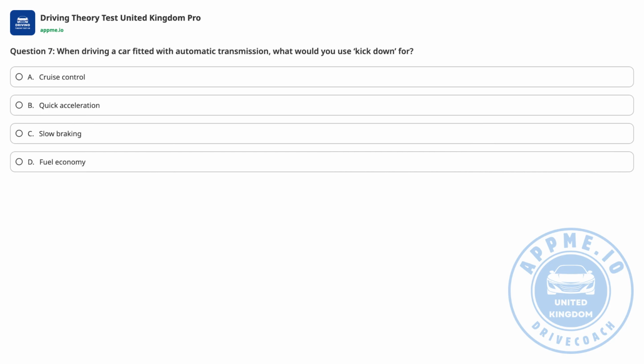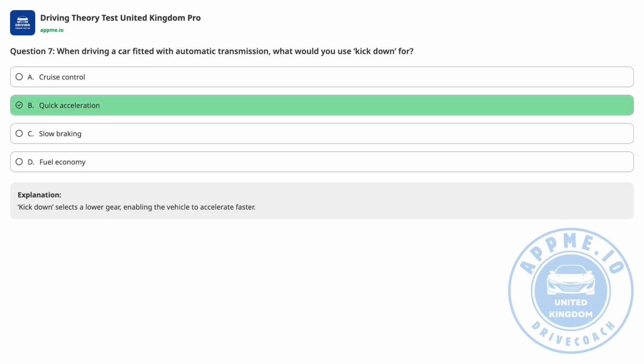Question 7. When driving a car fitted with automatic transmission, what would you use kick down for? A. Cruise control. B. Quick acceleration. C. Slow braking. D. Fuel economy. The correct answer is B.